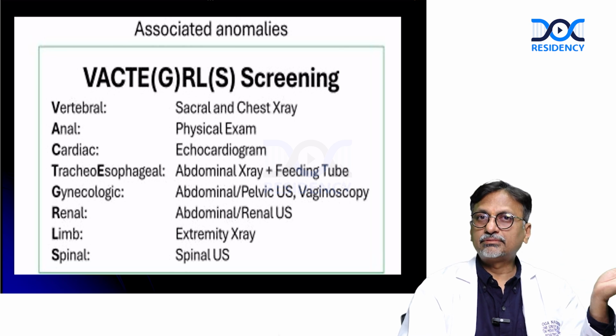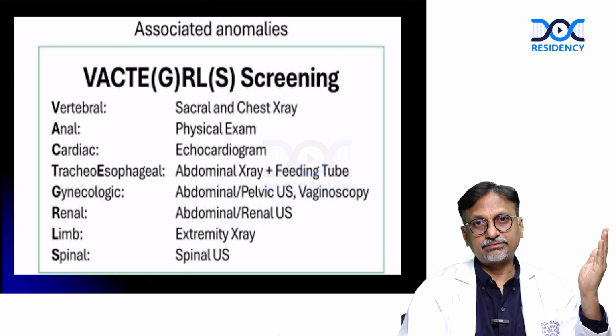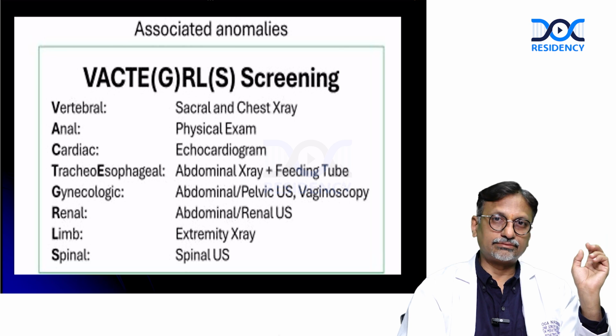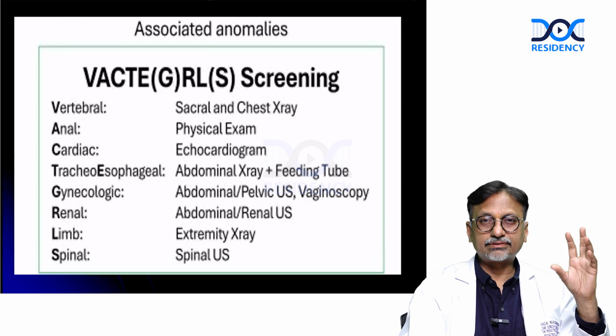Limb anomalies, we will be able to see in the babygram that we do. And for spinal anomalies, sometimes if spina bifida or something is associated, we can do a spinal ultrasound.